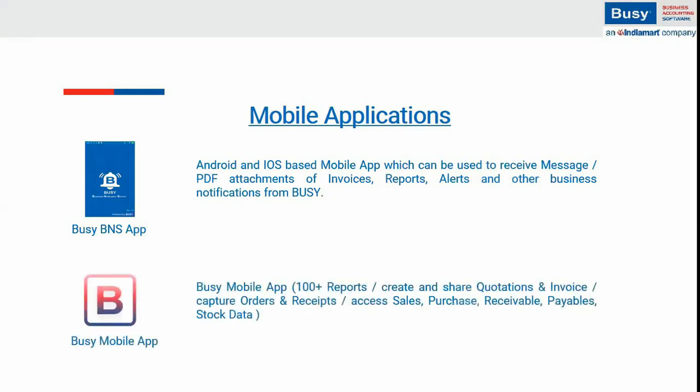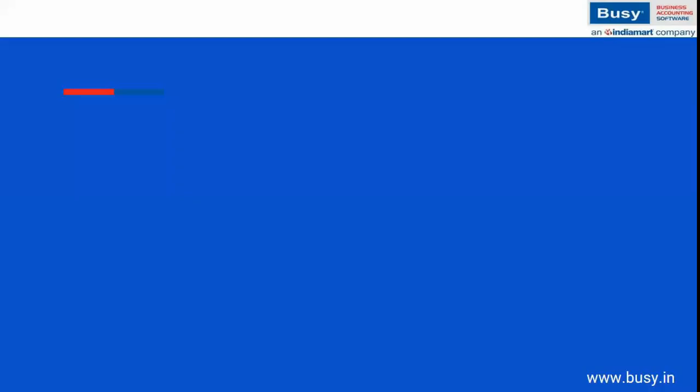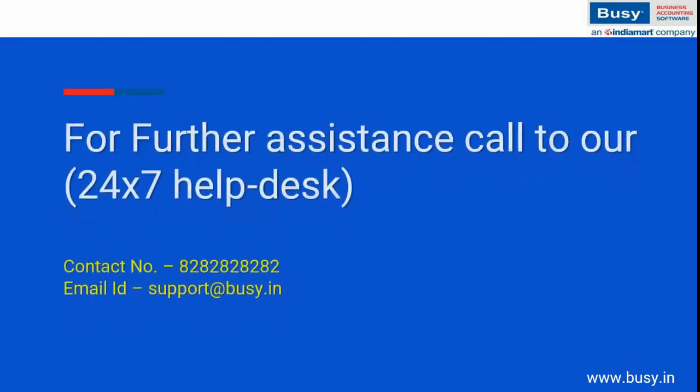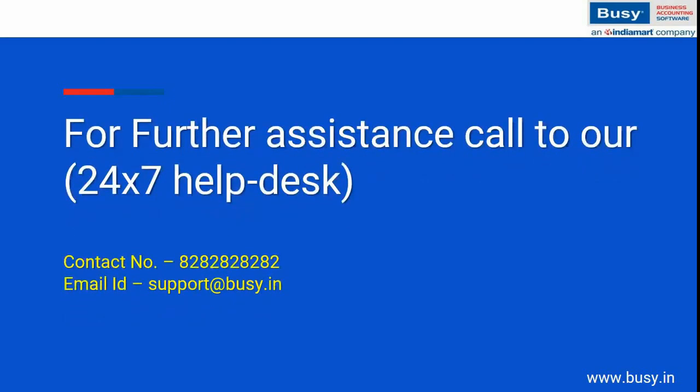Busy mobile app: 100+ reports are available in the mobile app. Quotation, invoice, order, receipt, these transactions you can create directly from the mobile app. Multiple reports are available like sales, purchase, receivable, payable, stock summaries. If you want to use the Busy mobile app for data viewing, then it's mandatory: you have to renew your BLS, then you can use Busy mobile apps. So these are the features which are associated with BLS, and if you want to use these features, then this is mandatory.